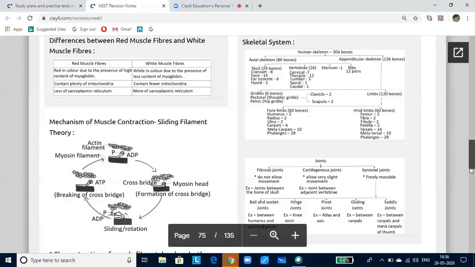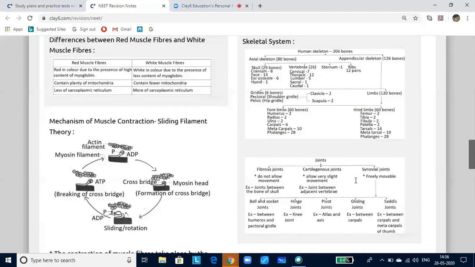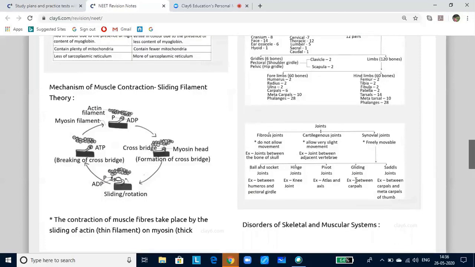Now a joint is a meeting place of two bones. Arthrology is the study of joints. It can be classified into three types: immovable joints, slightly movable joints, and freely movable joints, or they can also be called fibrous joints, cartilaginous joints, and synovial joints. So let us first look at the fibrous or synarthrose joints.